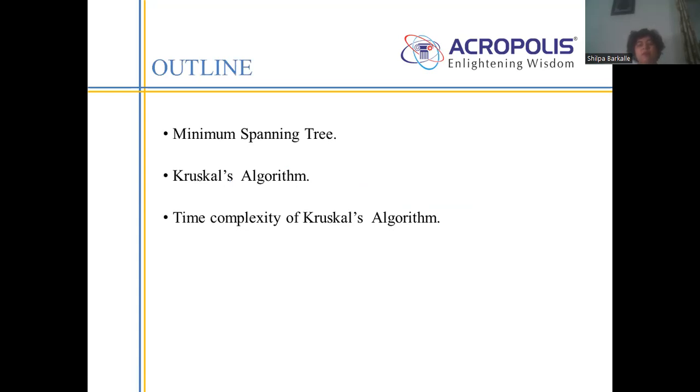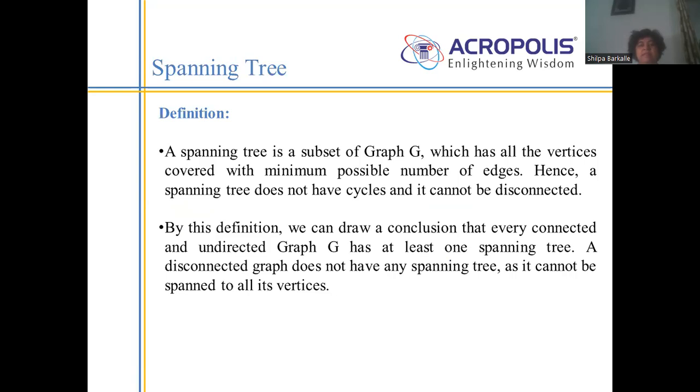Kruskal's algorithm is used to find the minimum spanning tree of a given graph. So let us first understand what a spanning tree is. If you're given a graph G, then a spanning tree is a subset of the graph G such that it has all the vertices in G, but it has the minimum possible edges. So we will not take all the edges in the graph. We will take all the vertices, but minimum possible edges.